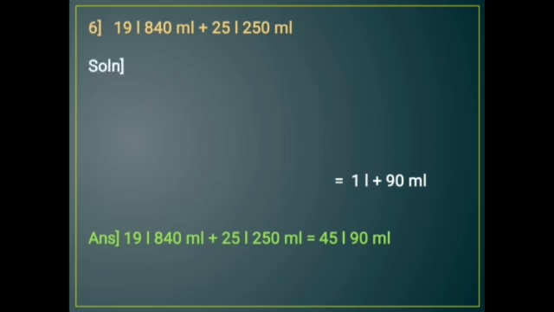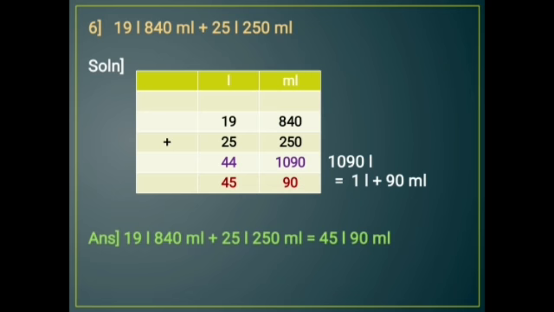Last question of addition, question 6 is 19 liter 840 milliliter plus 25 liter 250 ml. So we will draw the two columns, liters and milliliters. So 19 liter 840 milliliter, 25 liter 250 milliliter. So when we add 19 plus 25, we get the answer here as 44, and 840 plus 250, we get the answer here as 1090. So 1090 ml can be written as 1 liter plus 90 ml. So that 1 we will add with 44 and we get the answer here as 45, and 90 ml will come as it is.